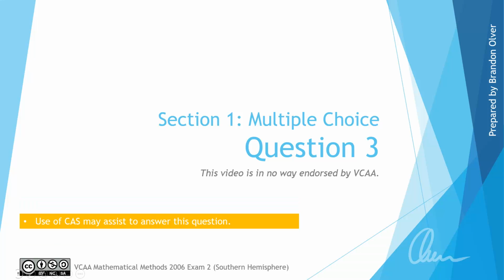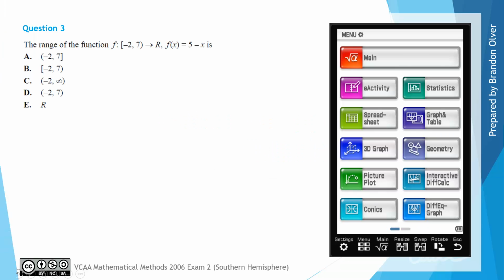Before we move on, I'd just like to point out that the use of a CAS calculator may assist in answering this question, and I'll be going through both how to do it purely by hand and how the calculator can be used to assist. So for question 3, it says the range of this function with a domain of [-2, 7) with a rule f of x equals 5 subtract x is one of the following.